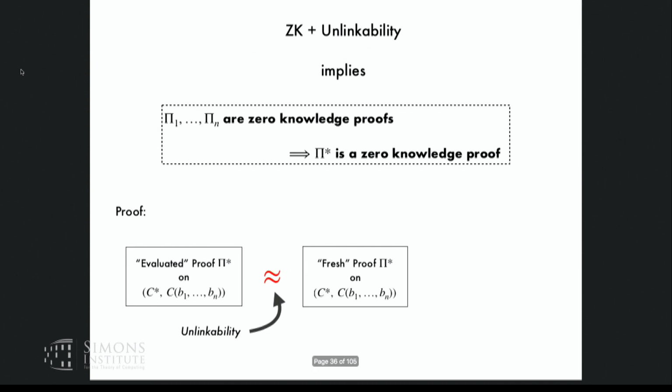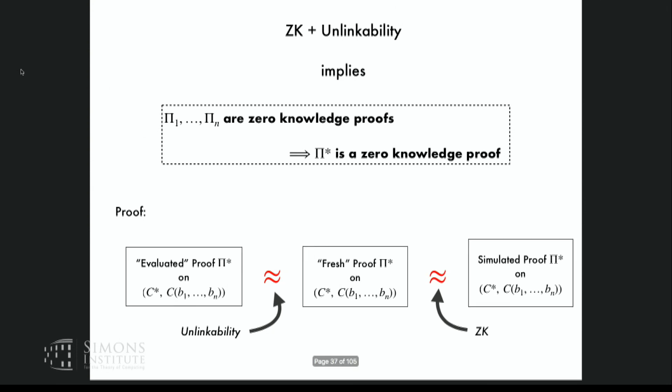Coming back to Alex's question: if you combine unlinkability with the standard notion of zero knowledge, then you get the ideal privacy guarantee that we stated earlier. And the proof is really simple. Using unlinkability, you can switch the evaluated proof to the fresh proof. And now, what does zero knowledge say? It says that the proof is zero knowledge, so you can switch the fresh proof to a simulated proof.